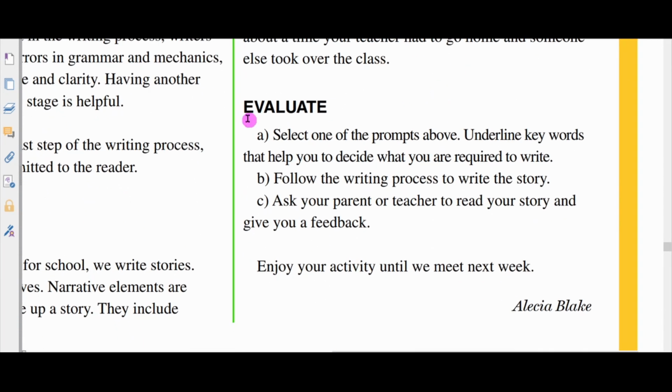Now evaluate. You're going to select one of the prompts above, underline the keywords that help you to decide what you are required to write, and follow the writing process to write the story. Now ask your parent or teacher to read your story and give you feedback.